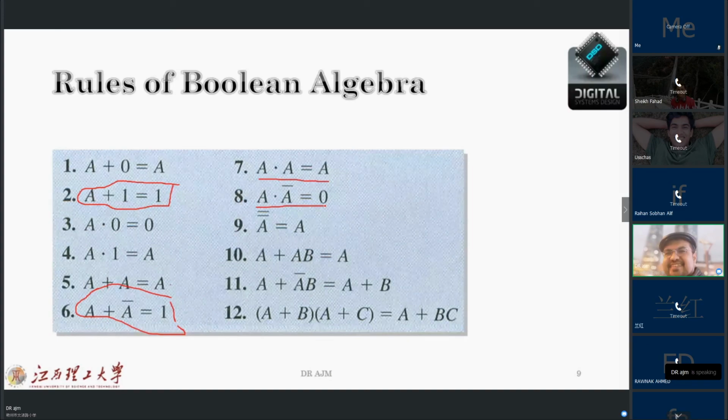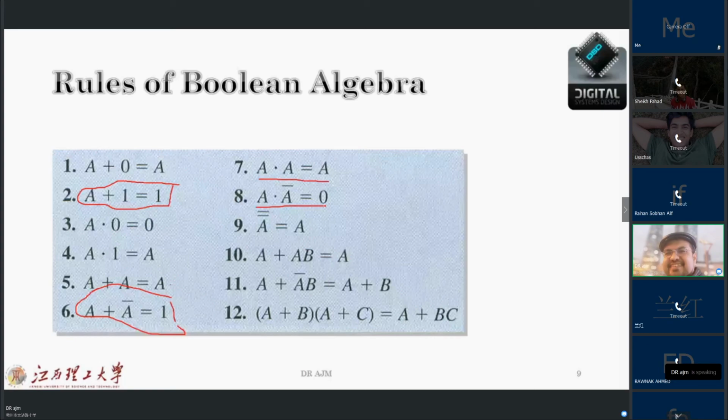For number nine, we can have one example. Suppose A is equal to zero. The first time you complement it, it becomes one. And the second time, when you complement it again, it becomes zero again. It means that if you do the complement two or three times, it becomes the same number.